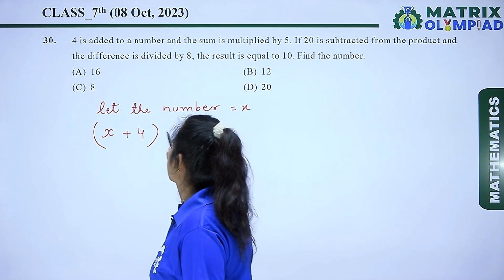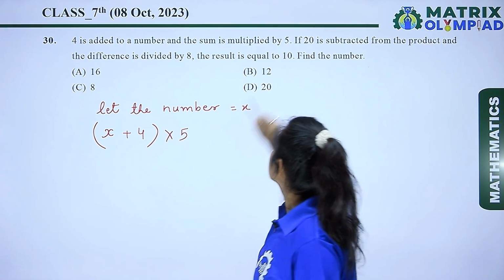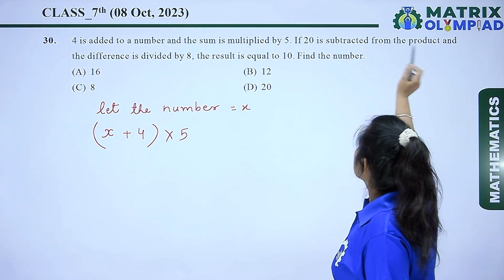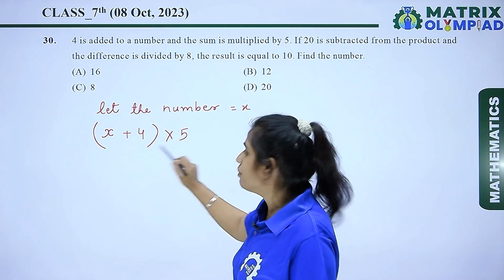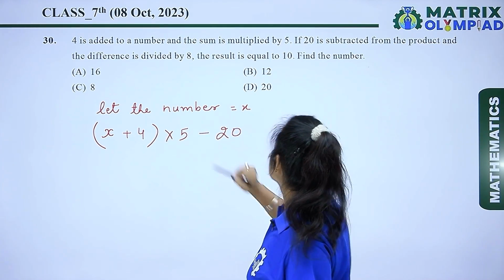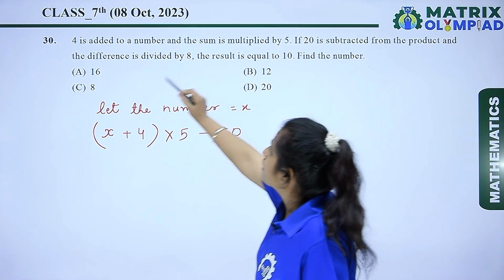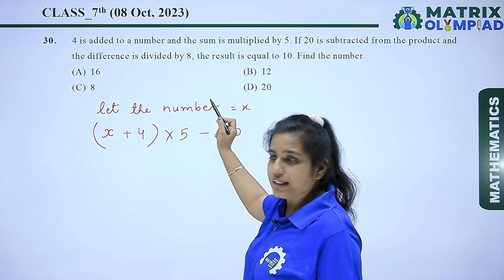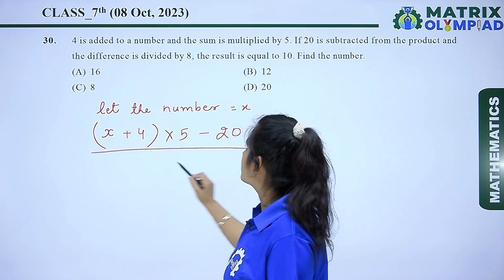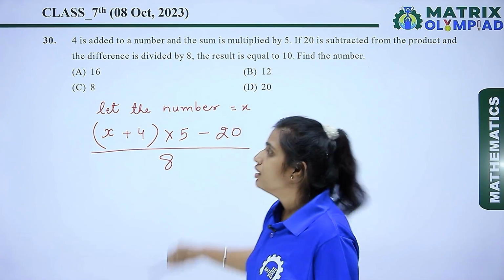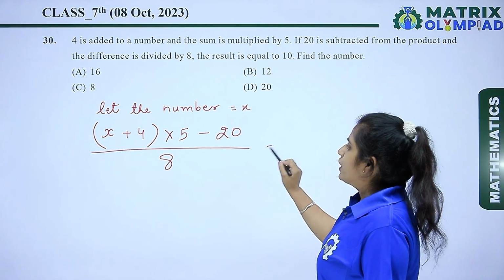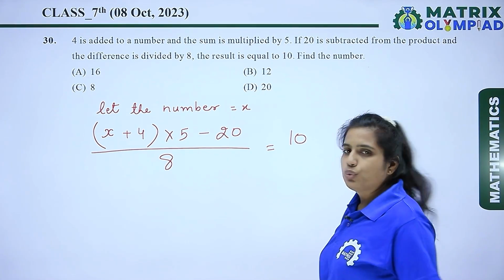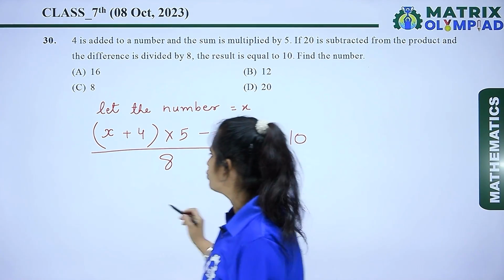Now we will multiply it by 5. If 20 is subtracted from the product, now what is being subtracted from this product? Minus 20. And the difference is divided by 8. Now the whole difference is being divided by 8. The result is equal to 10. What is the result? Equal to 10. Our equation is formed. Let's solve it.